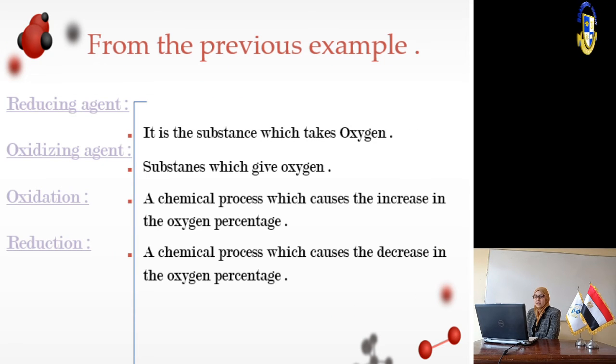Slide number 15. We can say that a reducing agent is the substance which takes oxygen, and an oxidizing agent is the substance which gives oxygen. What is meant by oxidation? It is a chemical process in which the percentage of oxygen increases, and reduction is a chemical process in which the percentage of oxygen decreases.